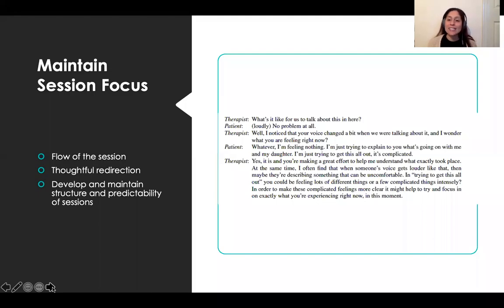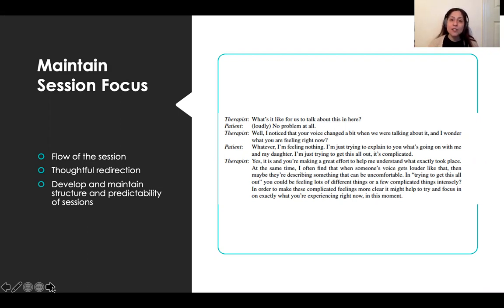You also want to maintain session focus, and this has to do with maintaining a flow of the session. This might mean redirecting your client when they go on unproductive tangents, pacing discussion of certain topics so that clients don't rush through things or dwell on them too long, and so on.